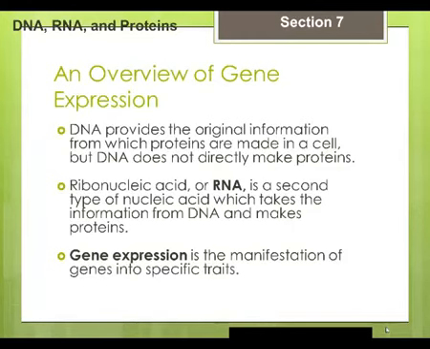Alright, so overview of gene expression. So we've talked quite a bit about DNA and talked about how DNA is the information that cells use in order to make proteins. However, DNA is not directly responsible for creating proteins. Ribonucleic acid, or RNA, is a separate type of nucleic acid. And that type of nucleic acid actually takes the information from DNA that's found inside of the nucleus, and it makes a copy of that DNA in order to eventually create the proteins.